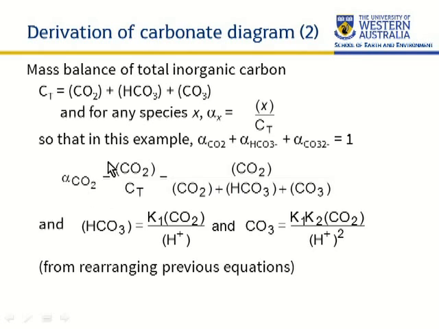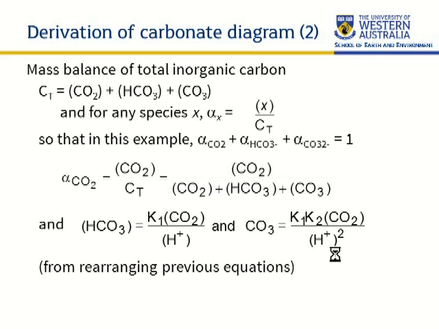Now, we can further write an algebraic expression for each of those alpha values. Okay, so Ct is defined by the sum of all concentrations, and CO2 is just CO2. And from the previous equations, which defined the equilibrium constants or the acid dissociation constants, we can actually express bicarbonate in terms of carbon dioxide concentration and hydrogen ion concentration, and likewise for carbonate we can express that in terms of carbon dioxide concentration and hydrogen ion concentration.